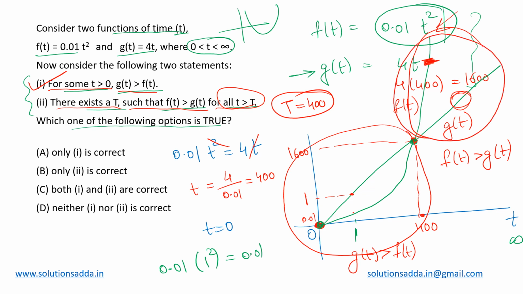Our f grows, not exponentially because it is a quadratic function, but at a faster rate than g, which is a linear function, and f of t is a polynomial function actually. So yes, f is greater than g for all values greater than 400. So this is also true. And hence we'll be going with option C, that both statements 1 and 2 are correct. So that is the right choice.